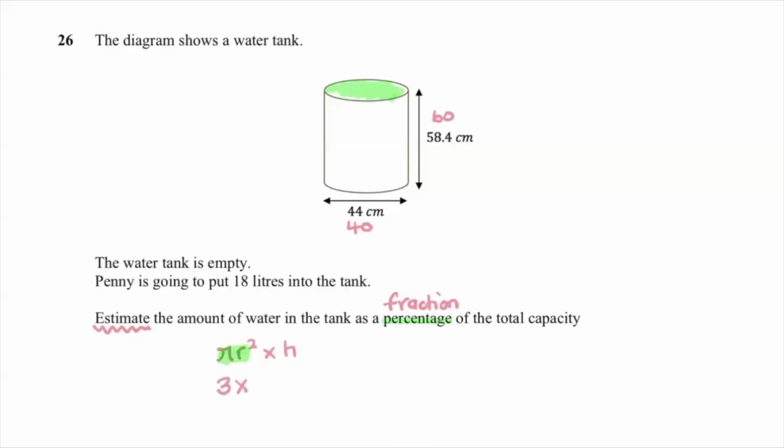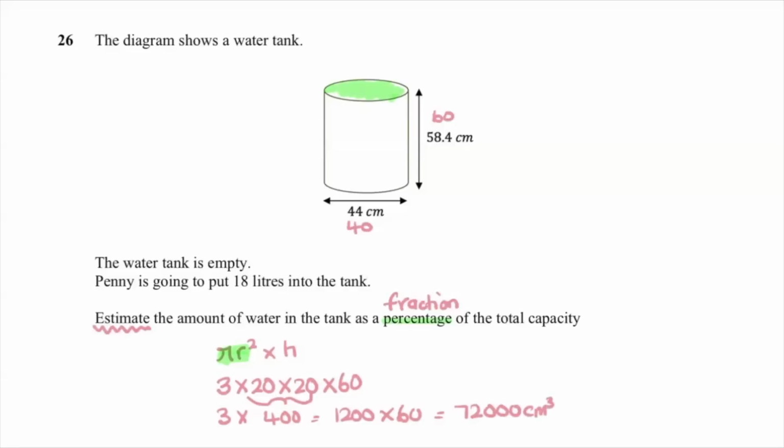We're going to times that by our radius, which is 20, and that's squared, so we'll times it by 20 again. And then the height is 60. So we just do this steadily in stages. 20 times 20 would be 400. If I times in the 3 at this stage, it will give me 1200, and then times in the 60, 6 12s are 72. So we've got 72,000 centimeters cubed.